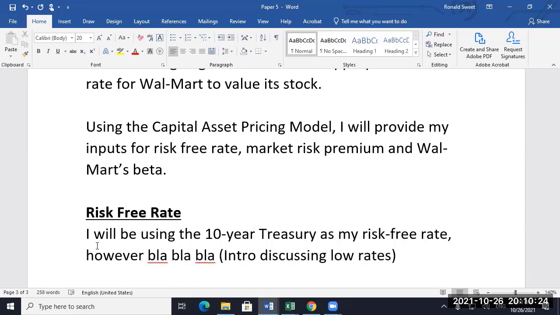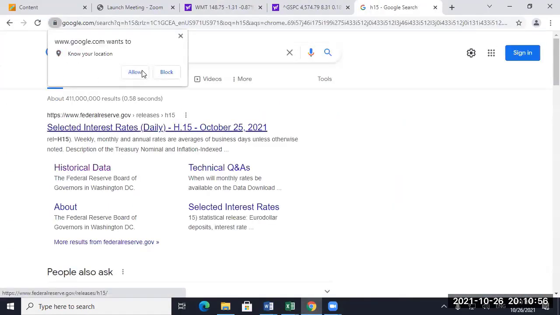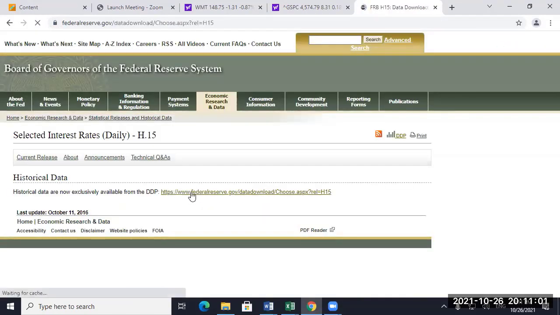Some kind of discussion. However, rates are unusually low right now. So, you know, some points I would bring up, but you don't have to. I mean, rates are historically low. With a graph, I think, would be really good right there, right? So where the 10-year treasury's been, you can easily do that. All you have to do is type H15. And that will bring up the Federal Reserve. There's the historical data right there. And you can just dump it right in.